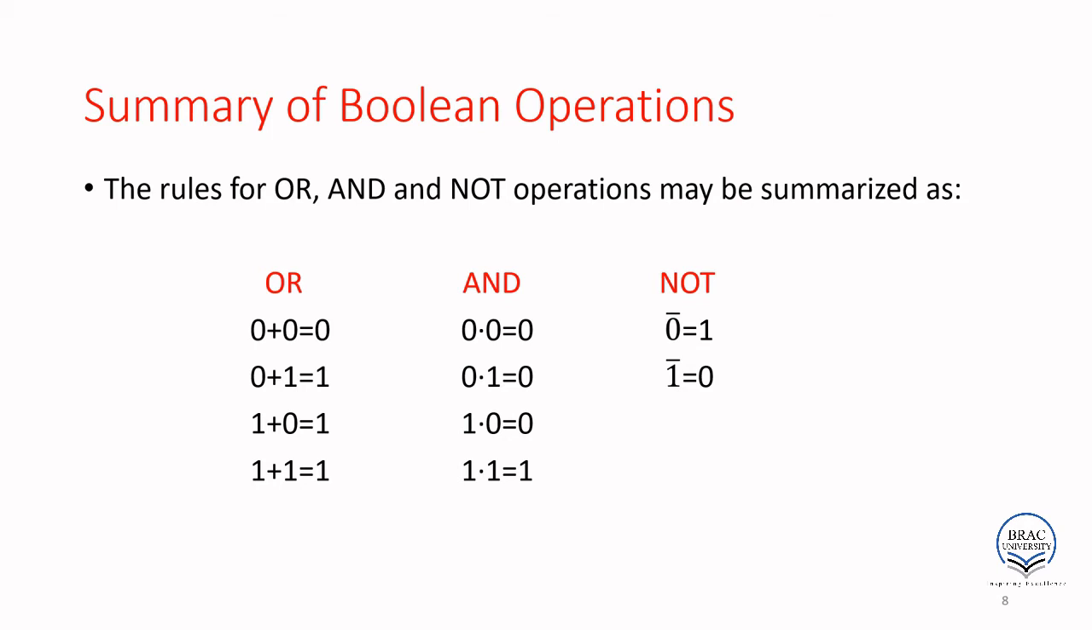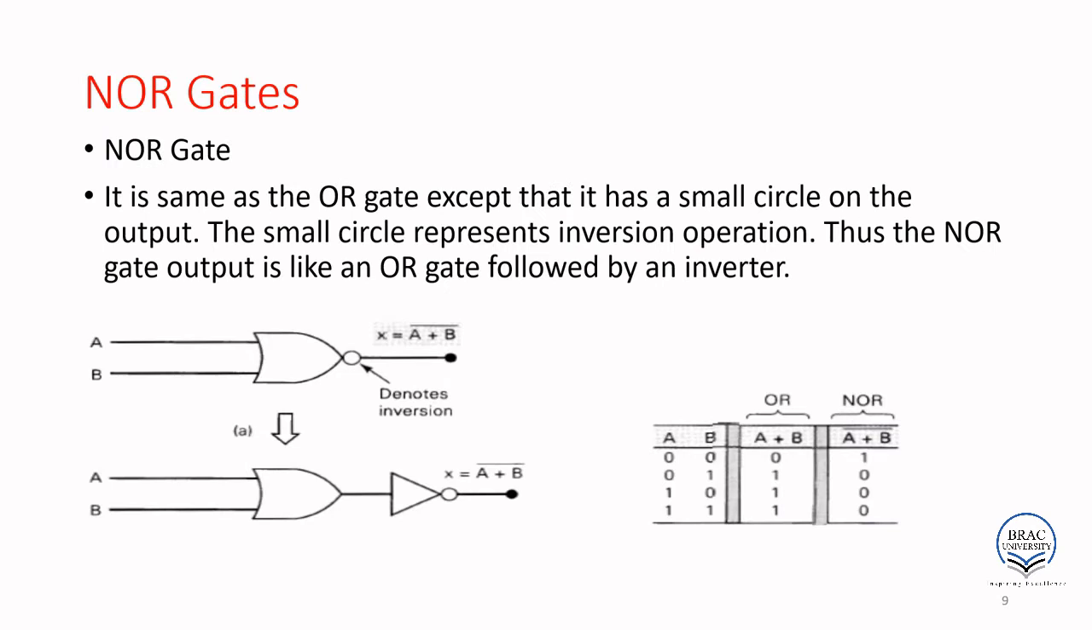This is a very important concept you need to understand and remember because it will be needed throughout the course. NOR gate. It is the same as the OR gate, except that it has a small circle on the output. The small circle represents the inversion operation. Thus, the NOR gate output is like an OR gate followed by an inverter.